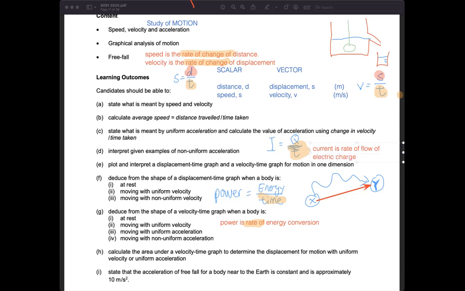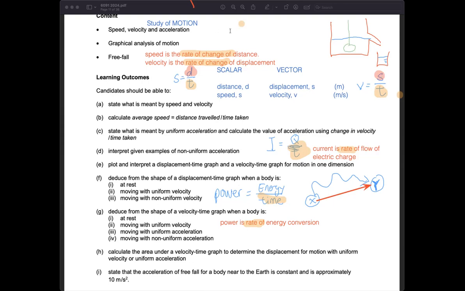Is that clear? Okay, so you all understand what I'm trying to help you with. Whenever you see a formula that is divide by T, you need to remember that the definition will always be the rate, because divide by T means rate. So current is the rate of flow of electrical charge. Power is the rate of energy conversion. Speed is the rate of change of distance. Velocity is the rate of change of displacement. Is that clear? Now, let's move on.